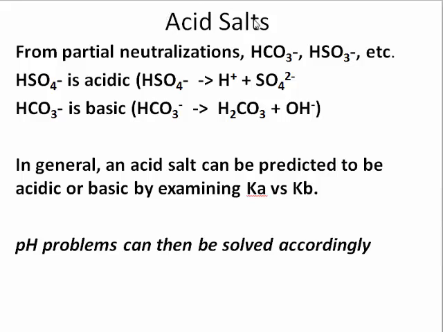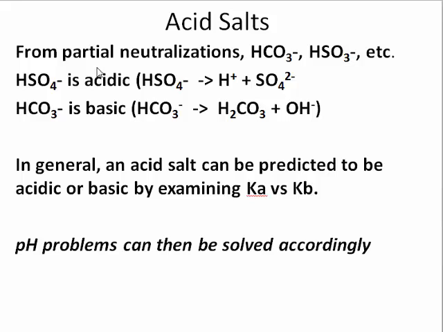Acid salts are species in which it may not be clear whether or not the solution will be acidic or basic. Now these can arise from partial neutralizations. So bicarbonate, which we might expect could protonate to form carbonic acid or deprotonate to form carbonate. Bisulfite, which again could protonate to form the acid or deprotonate to form sulfite. These have varying acidic basic properties.